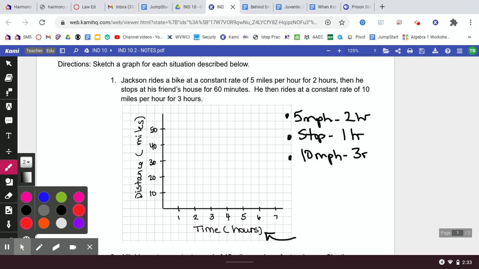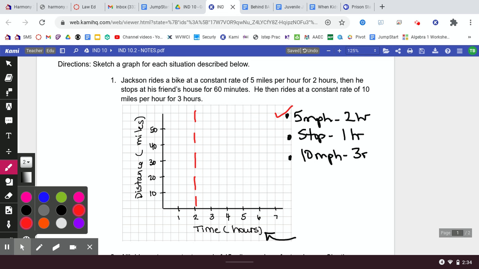So let's take each section one at a time, and I'm going to kind of color code these. So my first section here in red is that it was a 2-hour block where he went 5 miles per hour. So the first thing I'm going to do is block off 2 hours just to give myself that mental idea of this is the section I'm working with right now.